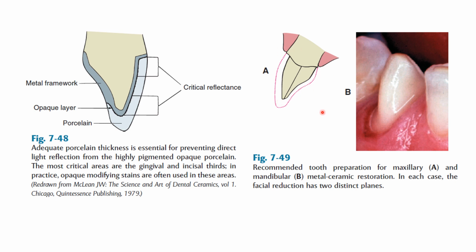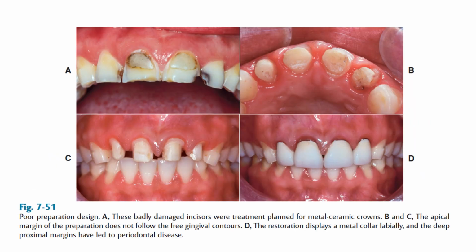You can just see an example of a tooth preparation in the maxilla, right? For a metal ceramic restoration, right? You should have two distinct planes, and we have taught you many times and told you many times, right? Example of that. Okay, coming to the last slide, guys.